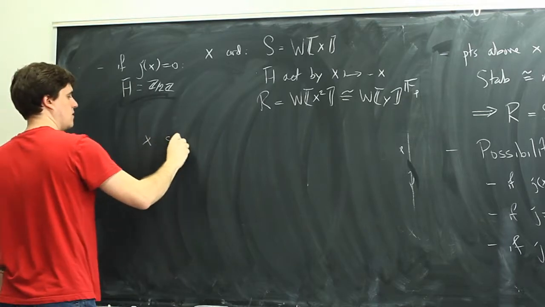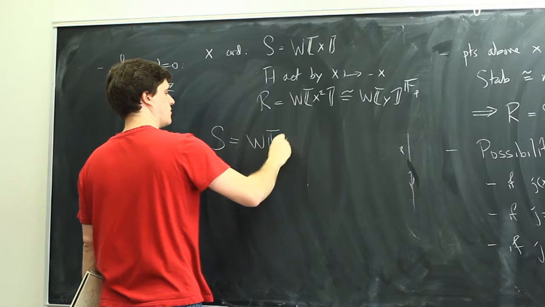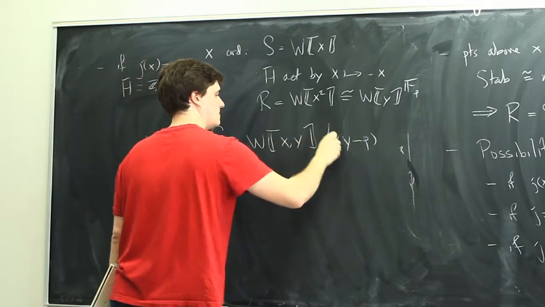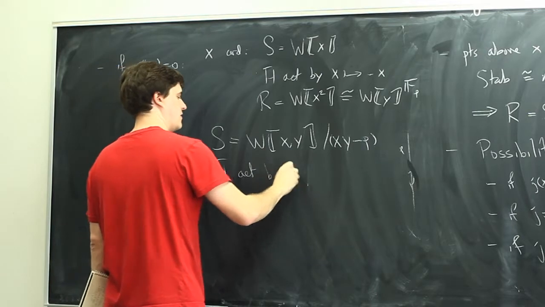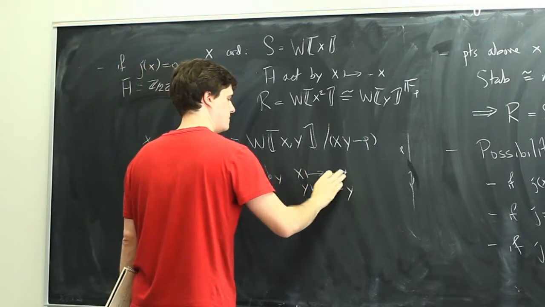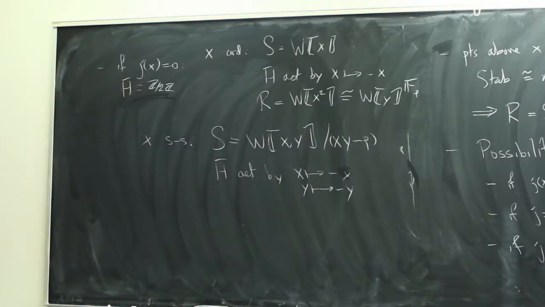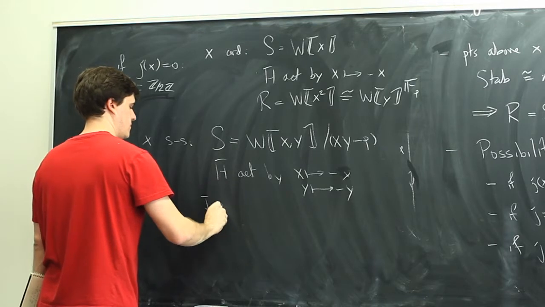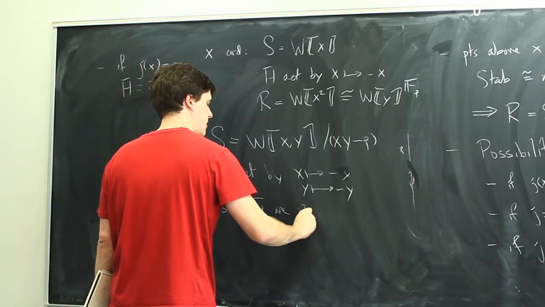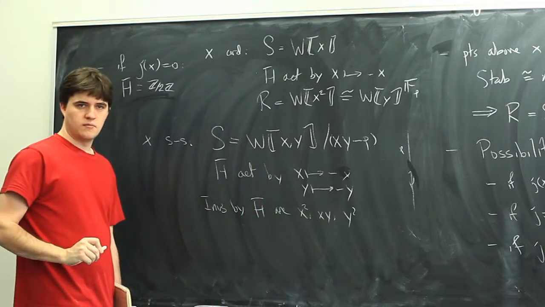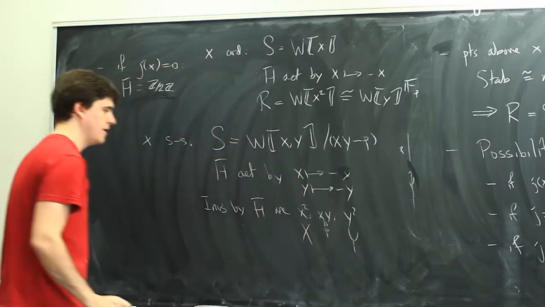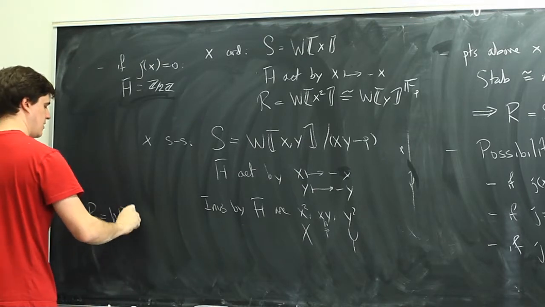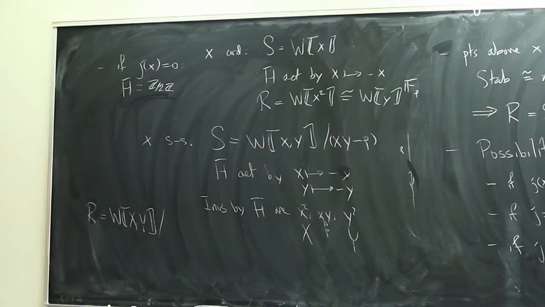So if x is supersingular, then we know that s is W adjoin x, y mod xy minus p. And if you choose x and y appropriately, this h bar is going to act by sending x to minus x and y to minus y. And so then the invariants by this h are x squared, xy, and y squared. But we don't need xy because that's p. So let me call this one capital X and this capital Y. So this shows that in this case, R is generated by capital X and capital Y. And the relation that they satisfy is X times Y is p squared, because big X is little x squared.